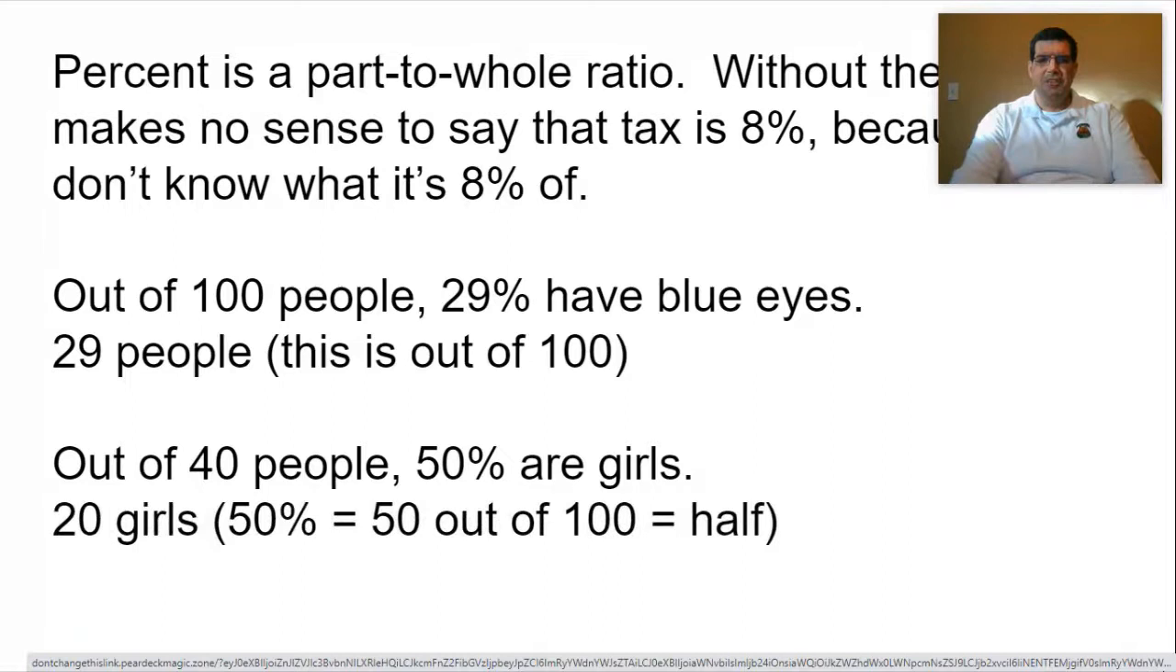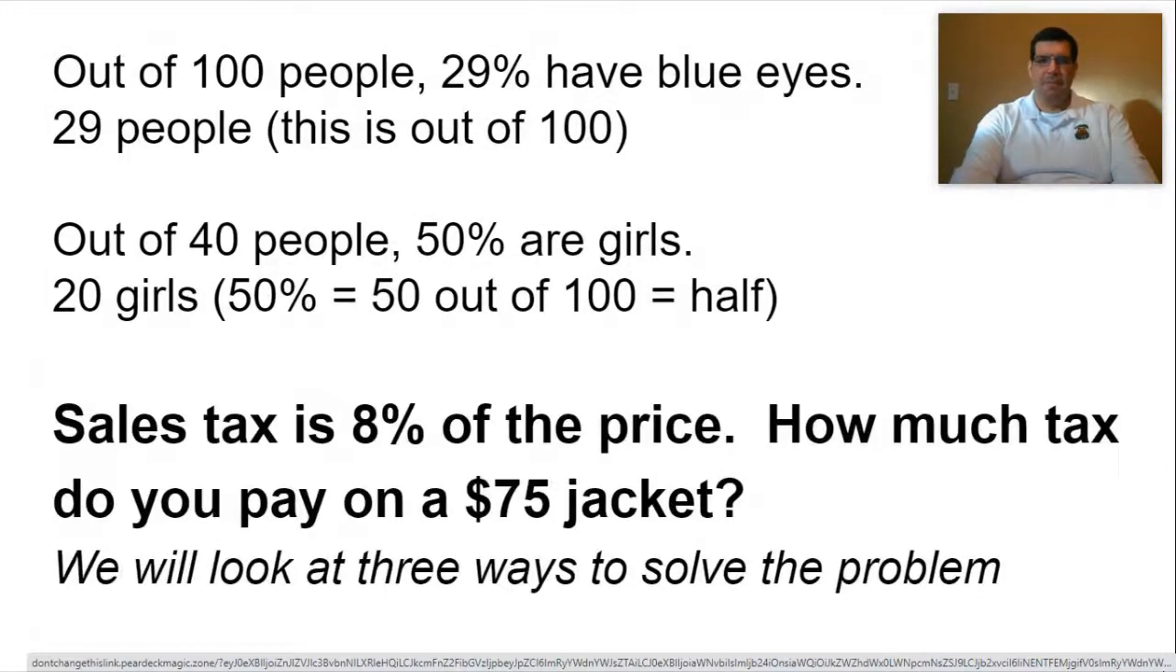You should have said 20 girls, because 50%, 50 out of 100 means half, and 20 is half of 40. So 50% of 40 would be 20, because 50% means half.